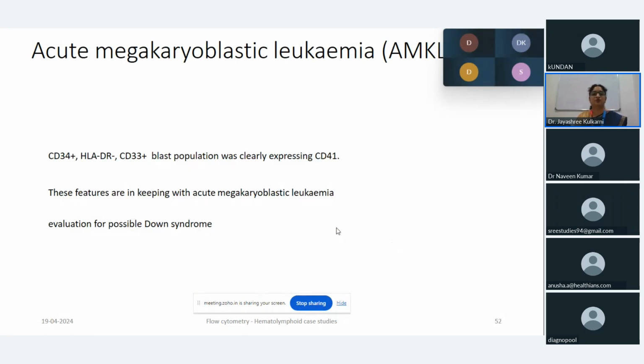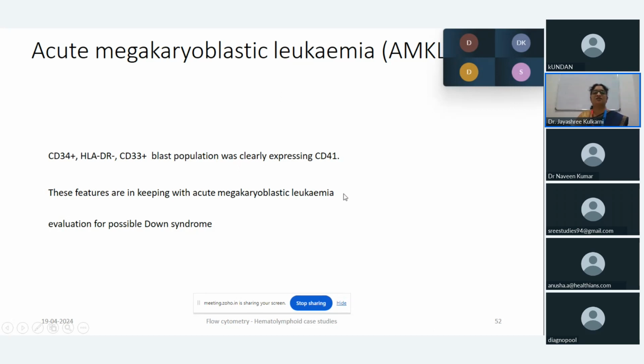In FAB, we used to call it AML M7. Now, typically, these are CD38 positive, but your DR is negative. CD33 will be positive. These are myeloid markers. They will be positive, but you will be confirming it only by running your megakaryocytic markers, that is CD41. So, keeping these in mind, we called it AMKL.